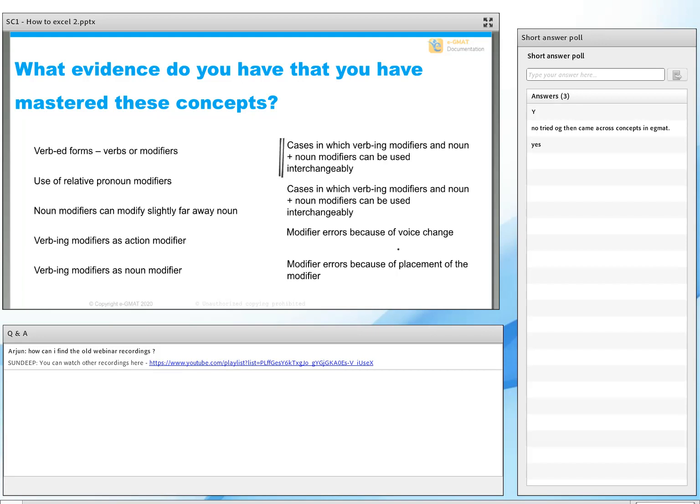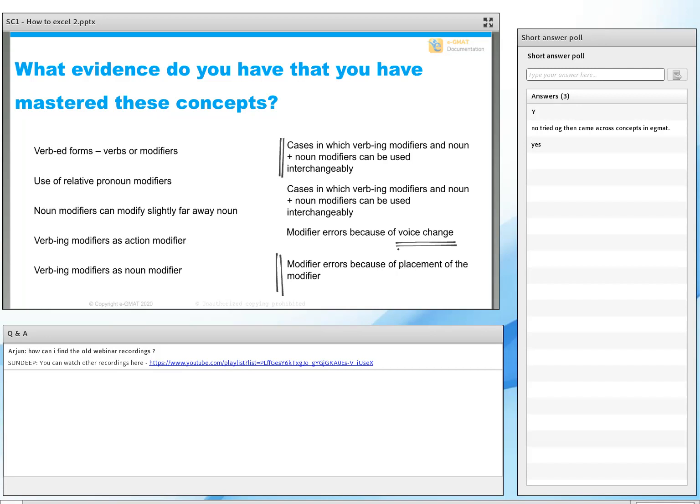Why? Because sometimes in the original question, you might see a verb ing form where there's a grammatical error, but the meaning that it communicates is the correct, logical intended meaning. And then the correct answer communicates the same meaning using a noun plus noun modifier. You need to be proficient in identifying that. Sometimes the author would change the voice, and that leads to modifier errors, which in turn lead to meaning errors. You need to be proficient in identifying such cases.